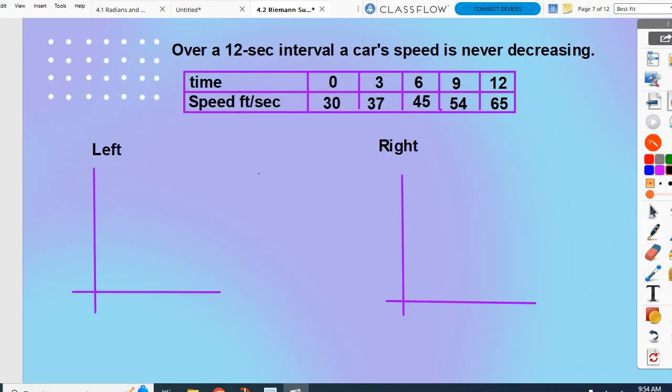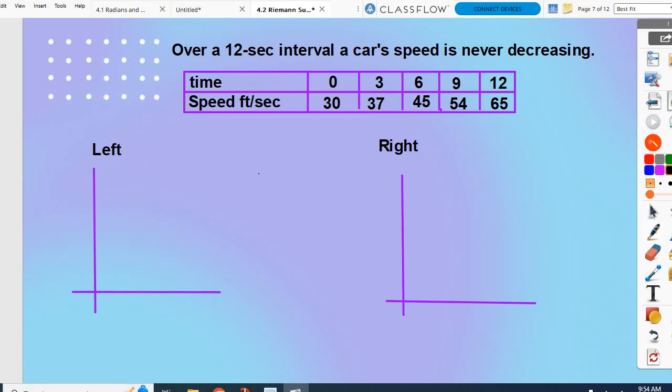Alright, so it says over a 12-second interval, a car's speed is never decreasing. What does that mean? It's going faster, right? So it's increasing, it's going up. We don't necessarily know what it looks like, but we do know that it never goes back down. So it could be a linear graph. It could be something more like a quadratic or an exponential. We don't quite know, but we do know that it's never decreasing. And then we're given a table.